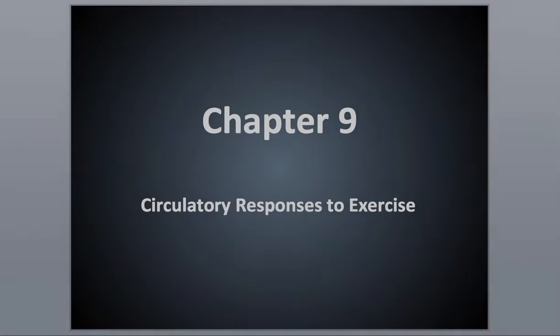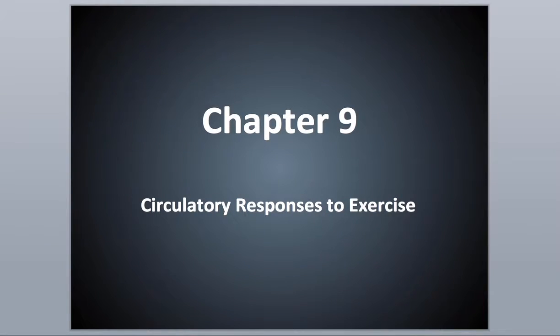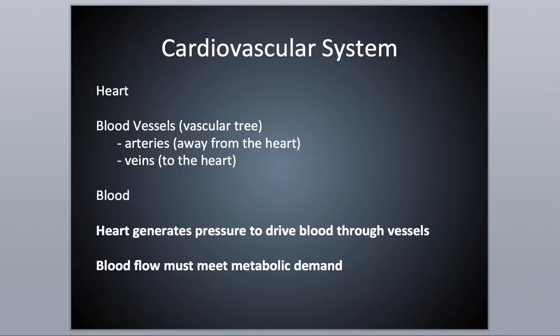All right, Chapter 9 Circulatory Responses to Exercise. All right, so looking at the cardiovascular system, obviously it's going to contain the heart. That's basically the engine behind it. Then the blood vessels going out from that, also known as the vascular tree.